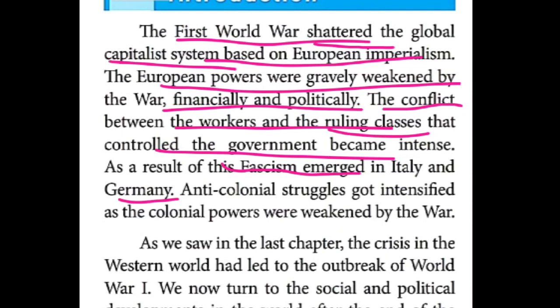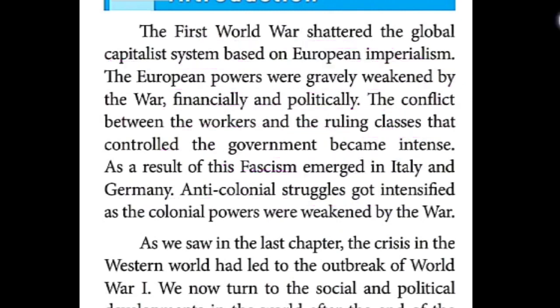Then anti-colonial struggles got intensified. What does intensified mean? In the sense, it increased, as the colonial powers were weakened by the war.